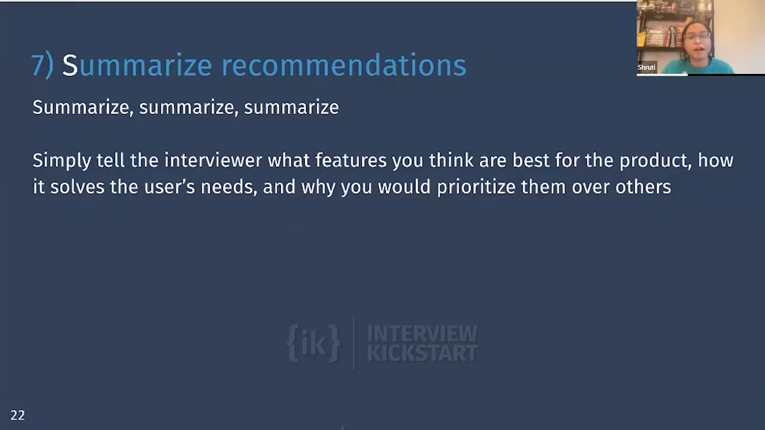So if you have 5 features that you came up with after you finished your prioritization and you ended up listing it and you evaluated all the trade-offs, you want to summarize in a very succinct manner what features you think are best for this product, how it solves the user's needs, and why you will prioritize them over others. And that's really the whole part of execution, right?